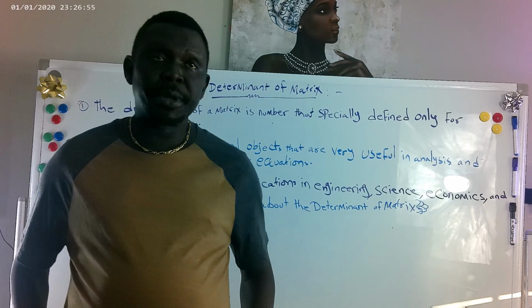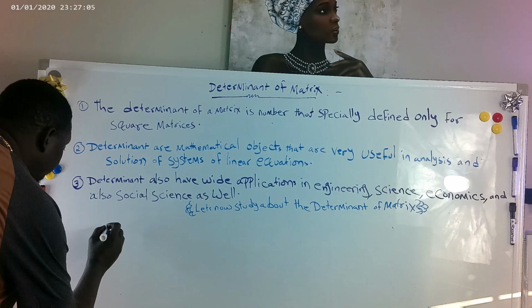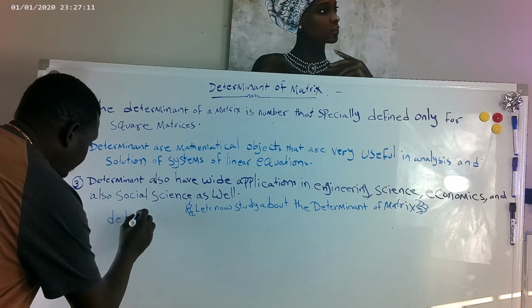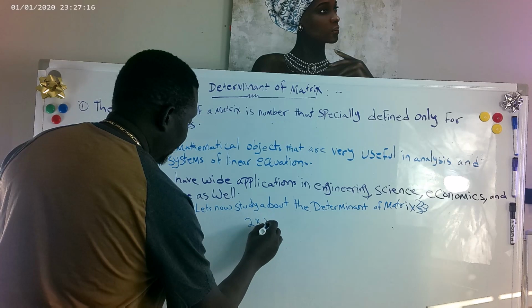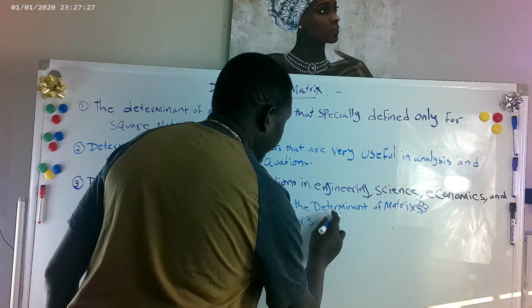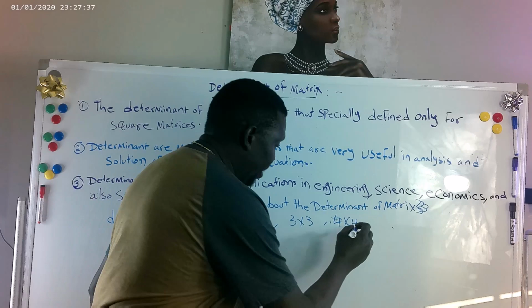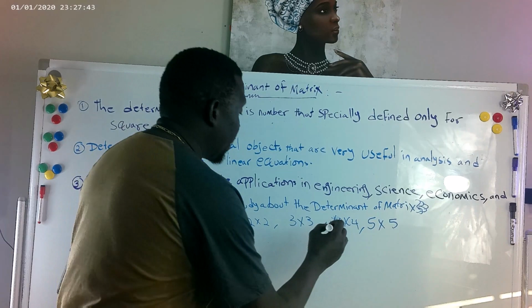Let us now study determinants. We have a 2 by 2 matrix, and also a 3 by 3 matrix, a 4 by 4 matrix, and so on. Those we use, and you will see them. When we know these, then we can handle 3, 4, even 5 by 5 matrices.